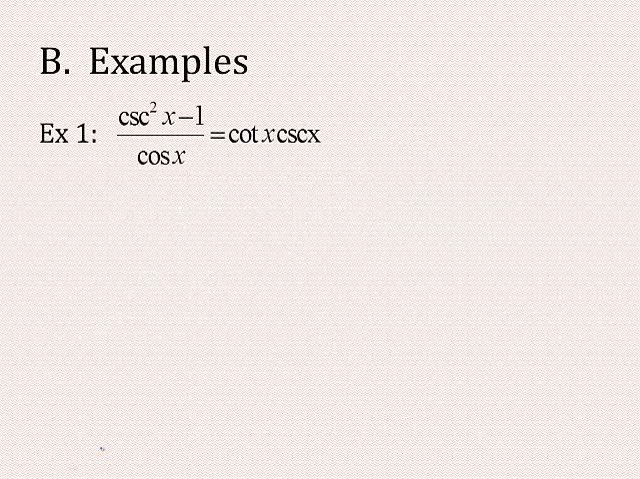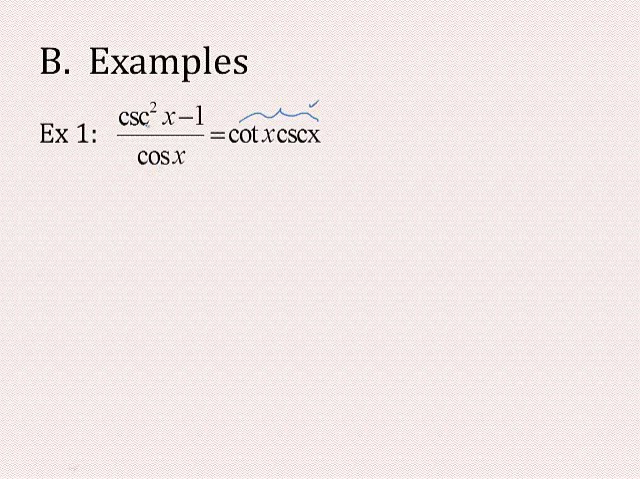All right. Now, cosecant squared x minus 1 over cosine x equals cotangent x times cosecant x. So this is the side right here we're going to leave alone. On the left, we're going to look for replacements. So cosine we like. Everything in sines and cosines is good to go.